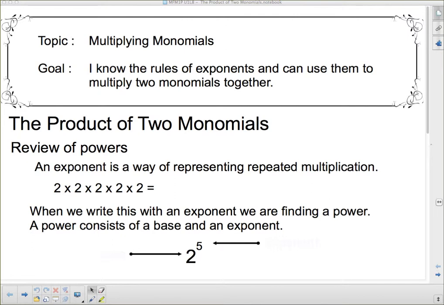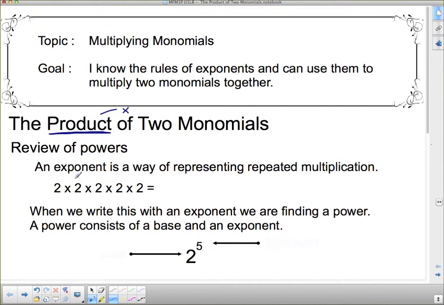We're going to be talking about multiplying monomials. Our goal: I know the rules of exponents, and I can use them to multiply two monomials together. So we're talking about the product of two monomials. Sometimes you forget what these words mean, but product is a fancy word that means multiply.